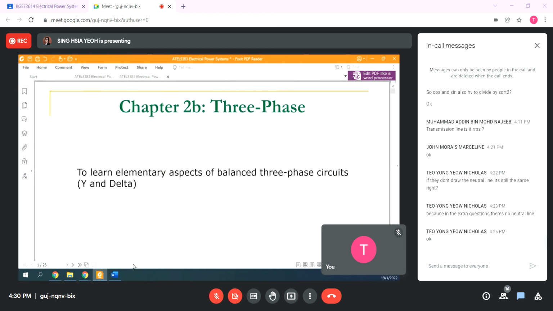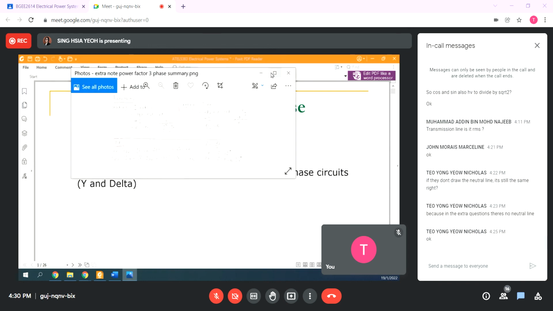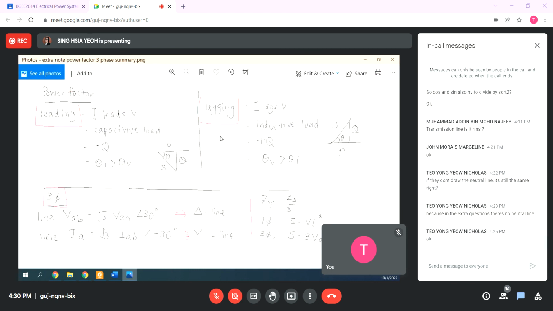Okay. And then I think I have, where's the form? Extra note that I posted, I put it in the lecture 2 as well. So you have power factor, we have leading. So how we know it's leading? So I leads V, or it is capacitive load, or is negative Q, or theta I more than theta V. So you have the power triangle like this. So if it's lagging, it means I lags V, inductive load, or positive Q, theta V more than theta I. So from this, then you can categorize whether leading or lagging.